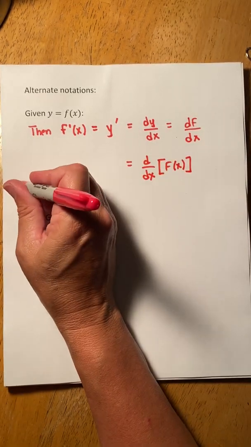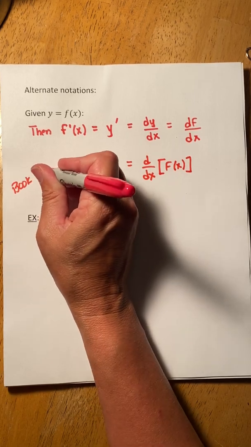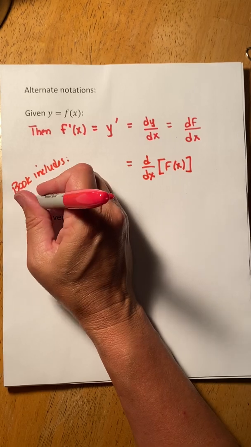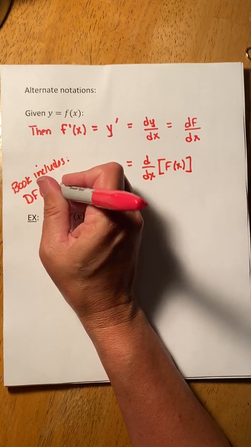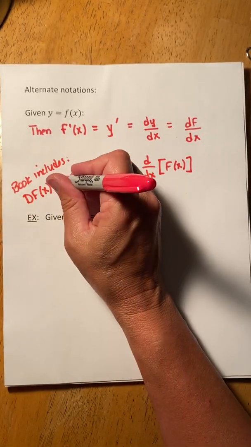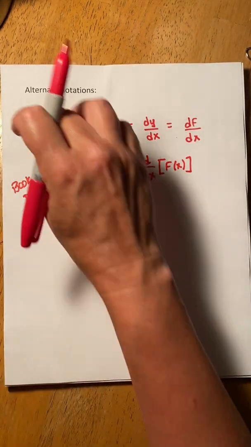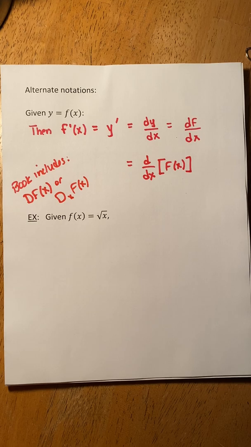Your book also includes this, Stuart. I never use this notation. I've never seen it outside this textbook, but they do a capital D with f of x, or a capital D with the variable and f of x. So I would prefer any of these notations.